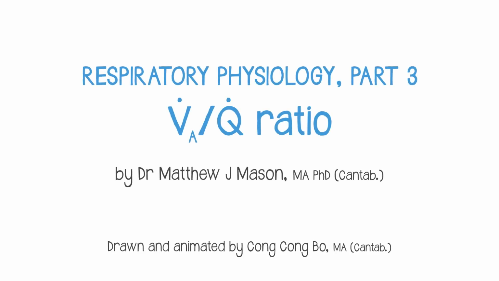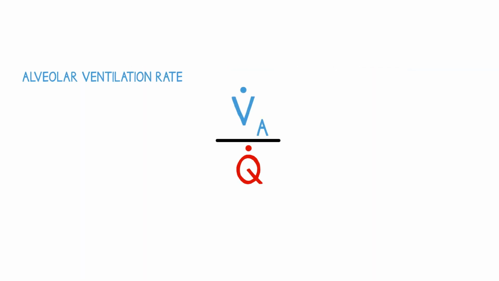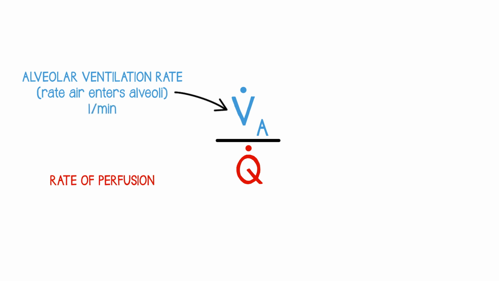I want to look now at ventilation-perfusion ratios, which are very important in an examination of how the lung works. Alveolar ventilation is the rate at which air is reaching the alveoli, and you can measure this in litres per minute. Perfusion is the rate at which blood is reaching the alveoli, which can also be measured in litres per minute.